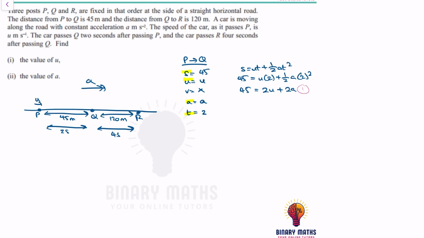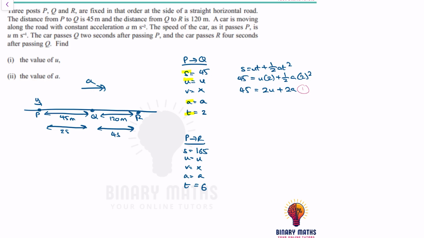Now we need to think of a second journey that involves u, which is obviously going to be the whole journey, so from P to R. So if we set up that from P to R, then we know that from P to R, the displacement is 165 meters. Initial speed is still u. Final velocity we don't care about. Acceleration is a. And the time it takes to do the whole journey is 6 seconds.